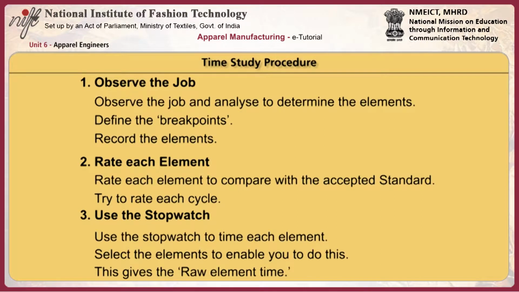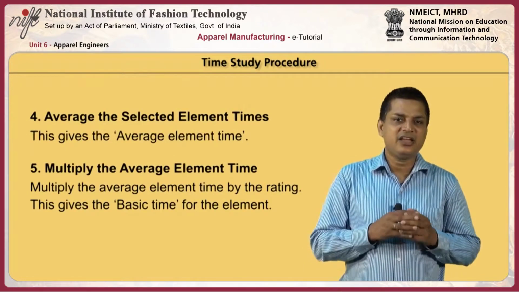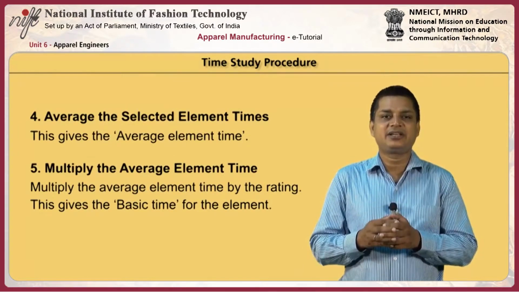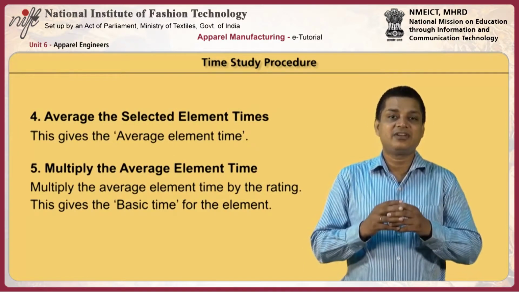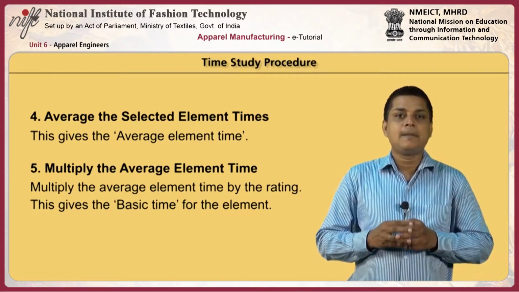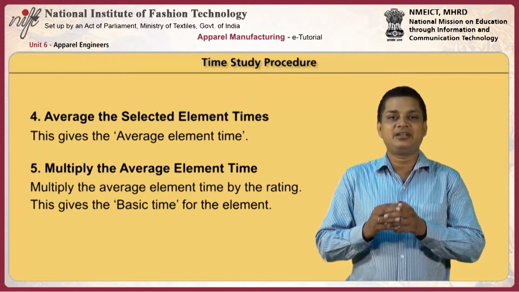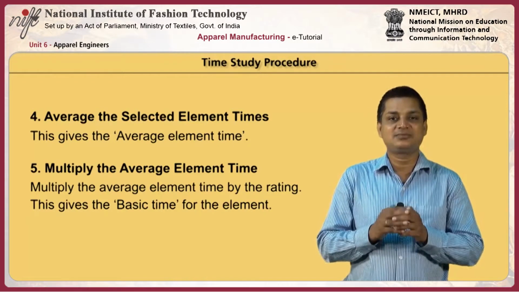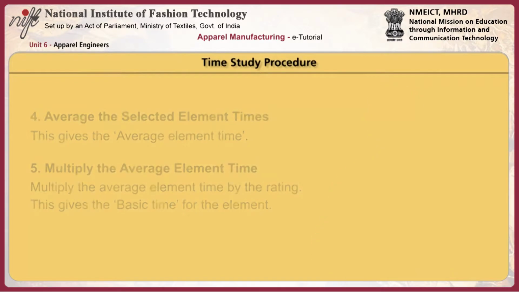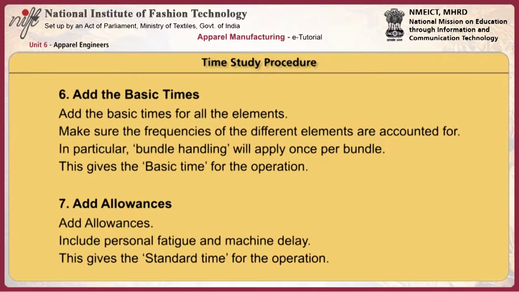Select the elements to enable you to do this. This gives the raw element time. Calculate the average of the selected element time. This gives the average element time. Multiply the average element time by the rating. This gives the basic time for the element. Add the basic times for all the elements.